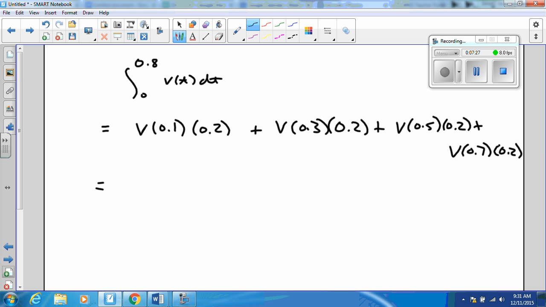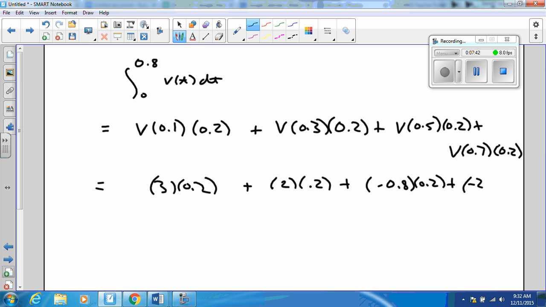And now when you actually add up the numbers, what you get is 3 times 0.2 plus 2 times 0.2 plus negative 0.8 times 0.2 plus negative 2 times 0.2. And all that adds up to 0.44 meters.